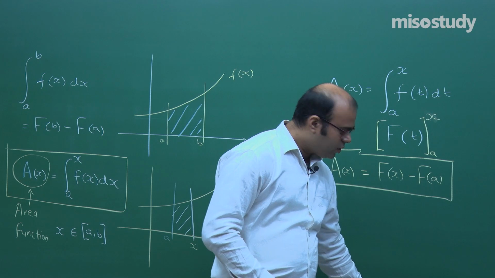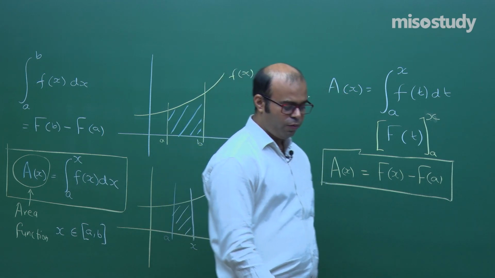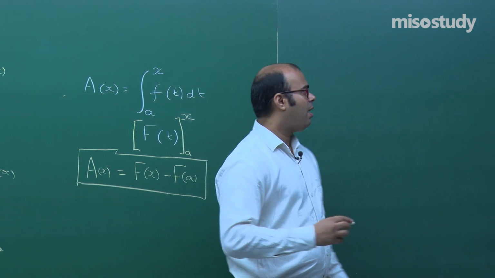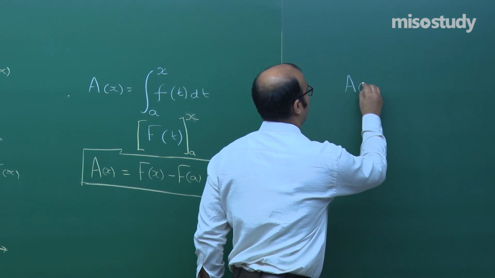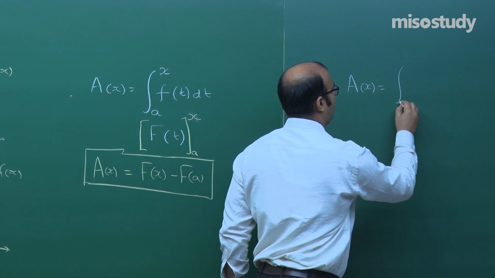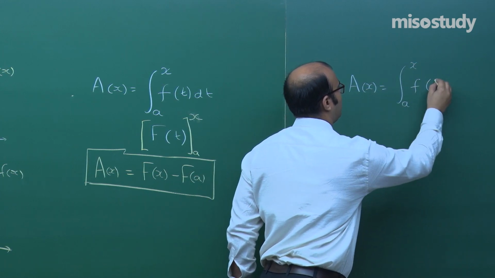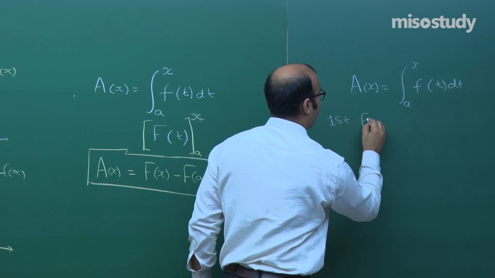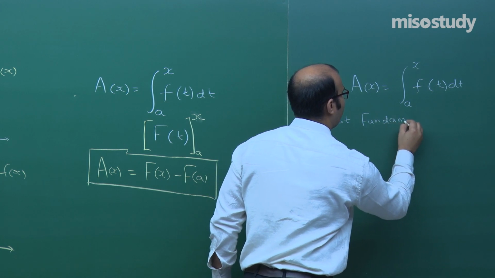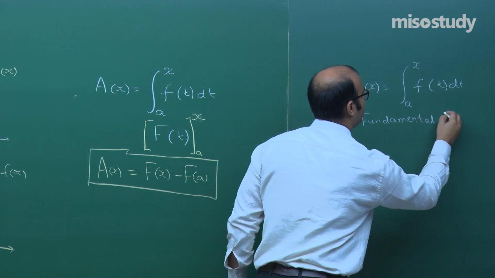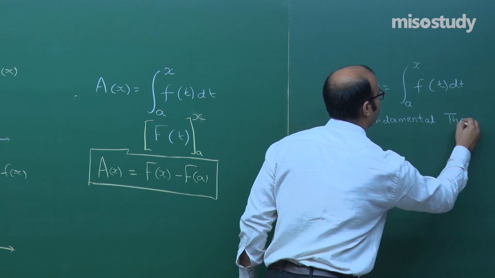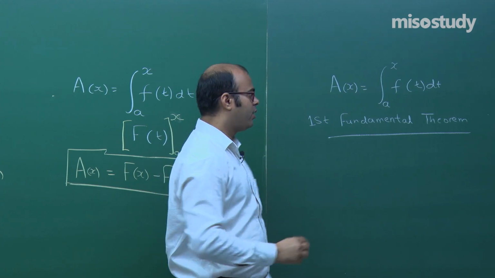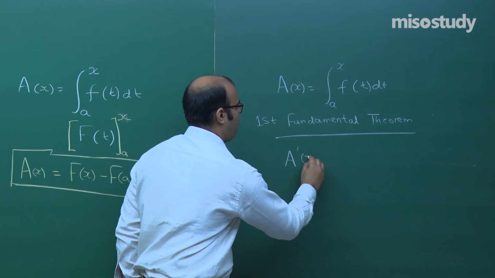Now the point which I have to tell in the first fundamental theorem of calculus, let us come to that. That point says that if we have an area function, let us say A(x) is equal to the integral from a to x of f(t) dt, then the first fundamental theorem of calculus says that if we differentiate the area function A(x), what do we get, A dash x?